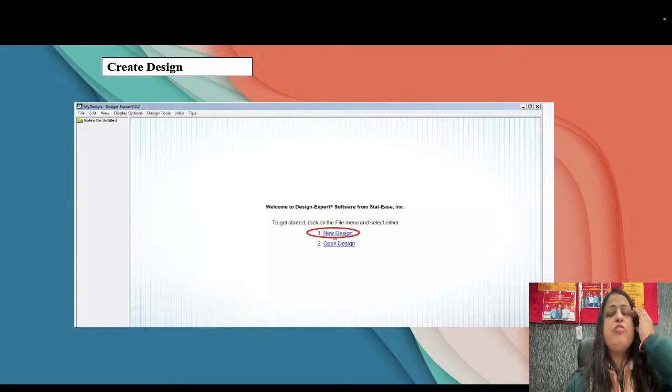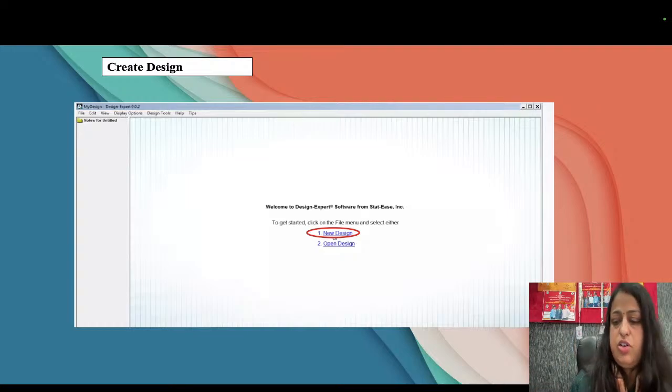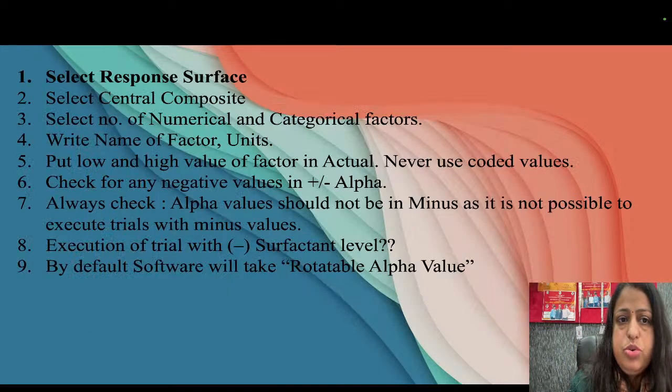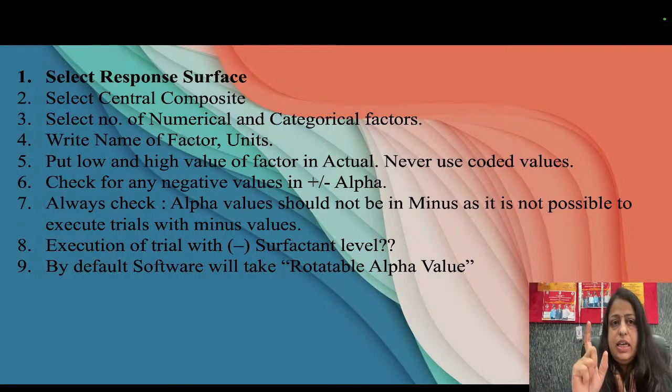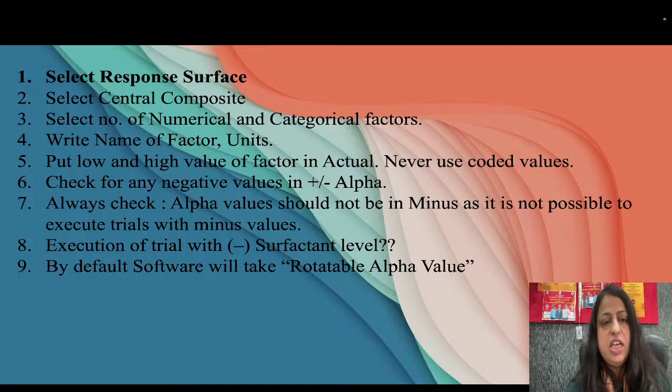Then firstly you have to install it on your system. Then you will click on new design, and a new window will open in front of you. Here on the left hand side you will see different types of design. Then you have to select response surface, and in that you will find central composite design.